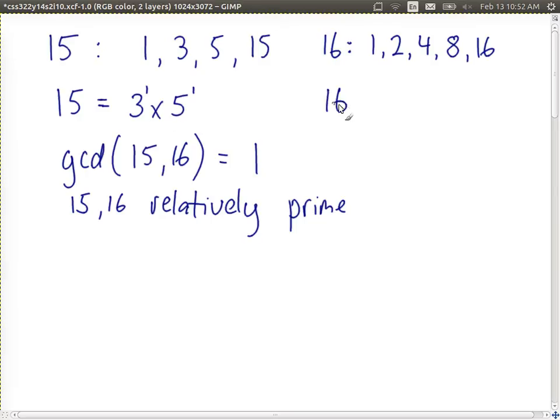16. How would we write it as multiplying primes together? Two to the power of 4, quite simply here. So 2 is the prime. Raised to the power of 4 gives us 16. So 2 times 2 times 2 times 2. Okay. Any integer can be written like that.